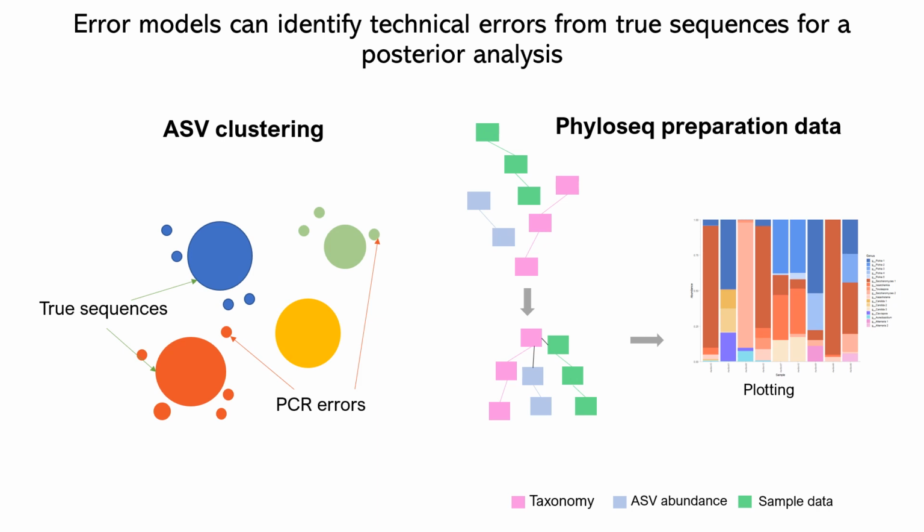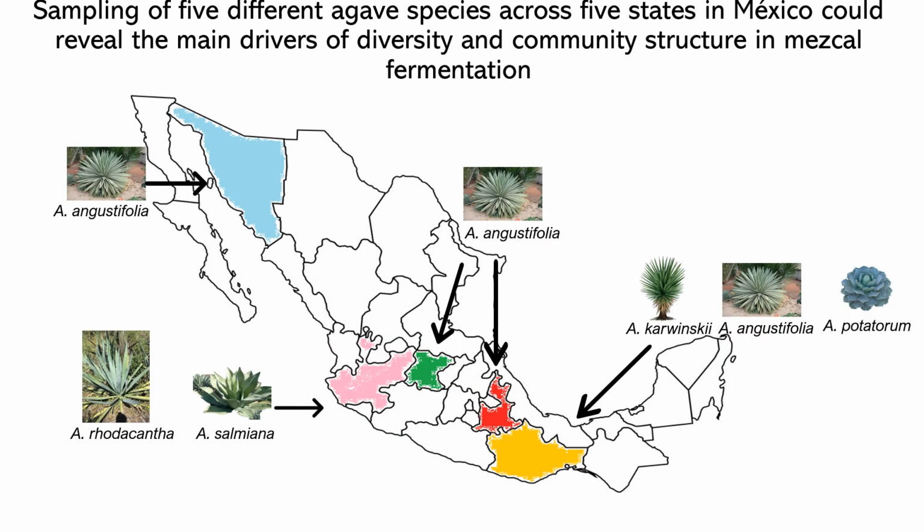One of the popular ones is Phyloseq, which generates an object that serves as a container for taxonomy, ASVs, abundances, and metadata. And this is very helpful when measuring different diversity indexes, statistical analysis, and plotting. This work includes fermentation samples from 5 different states in Mexico, which are colored in this map, plus 5 agave species. We then seek to predict main diversity and community structure drivers in mezcal fermentation.